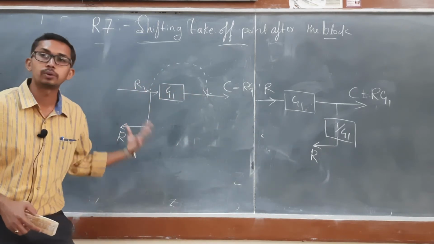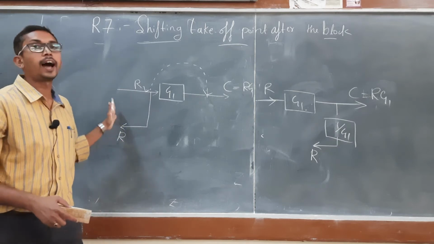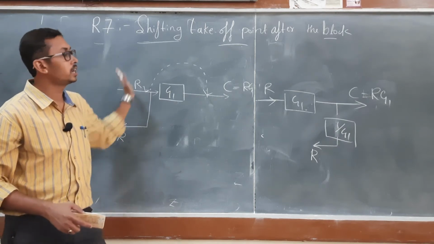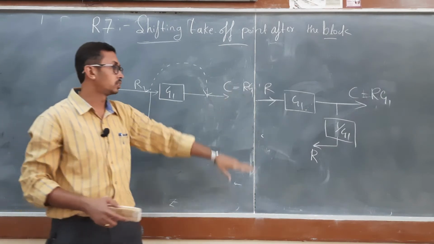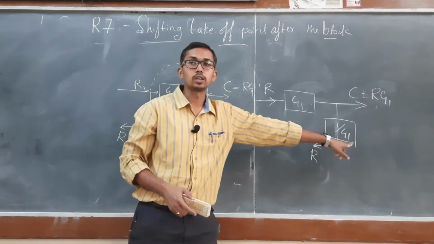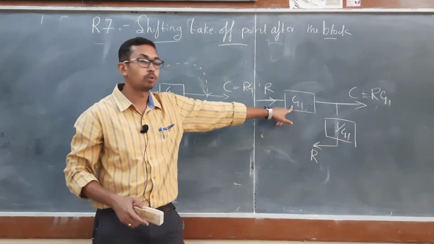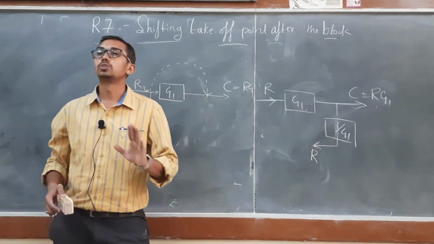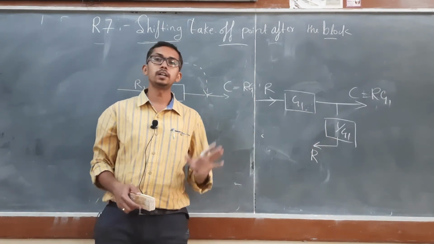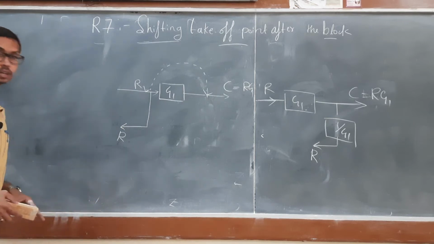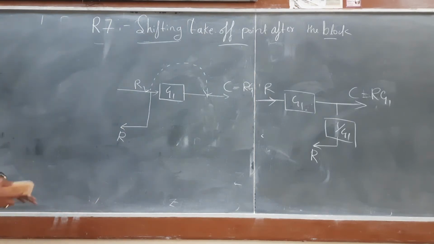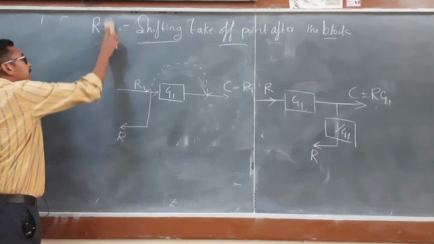What is the conclusion from this rule? When I need to shift the takeoff point after the block, I need to add a block which is the reciprocal of this block to the feedback signal. So this is rule number 7. Okay, next one, rule number 8.